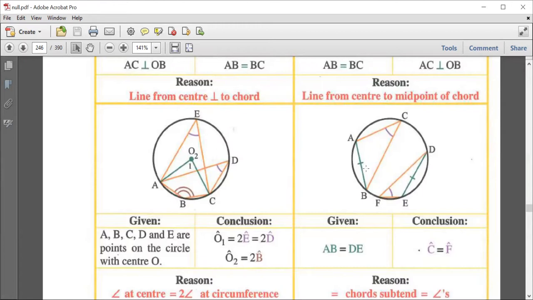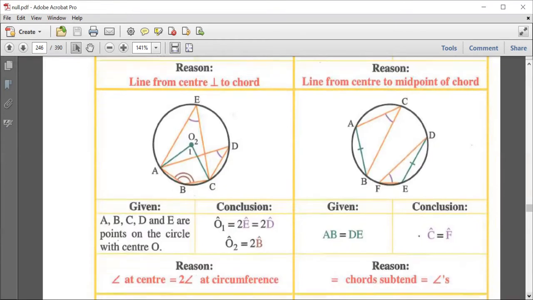In this case, the angle opposite to AB is C, and here the angle opposite to ED is F. So in that case, C and F will be equal. What is the reason for these angles being equal? It is because the 2 angles are subtended by the same chord. They are the same chord because they are equal. So AB is equal to DE. Therefore, because these 2 sides are equal, it simply tells us that C and F will be equal. The reason is because AB and DE are subtended by the same chord.